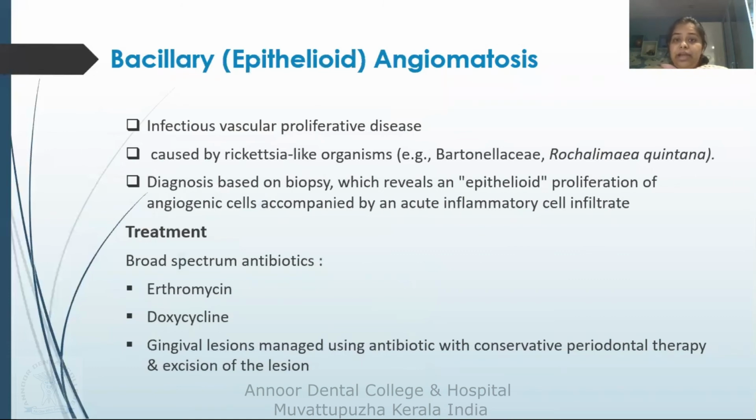Bacillary or epithelioid angiomatosis. Again, it is an infectious vascular proliferative disease caused by rickettsia-like organisms. Diagnosis can be based on biopsy, and the biopsy reveals an epithelioid proliferation of angiogenic cells, accompanied by an acute inflammatory cell infiltrate. Treatment is broad spectrum antibiotics, erythromycin, doxycycline, and the gingival lesions can be managed using antibiotics with conservative periodontal therapy and excision of the lesion.